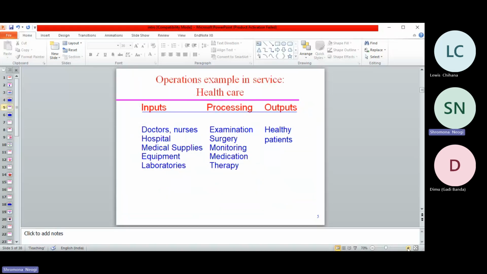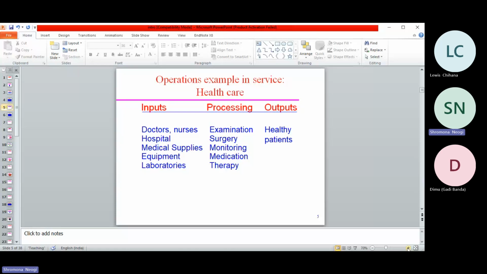If we move on to the next, that was product oriented. Now let's come to service. If I talk about healthcare, what are the inputs? Doctors, nurses, hospital, medical supplies, equipment, laboratories and everything. How we process: examination, surgery, monitoring, medication, therapy, and the outputs we are looking for are healthy patients, right?